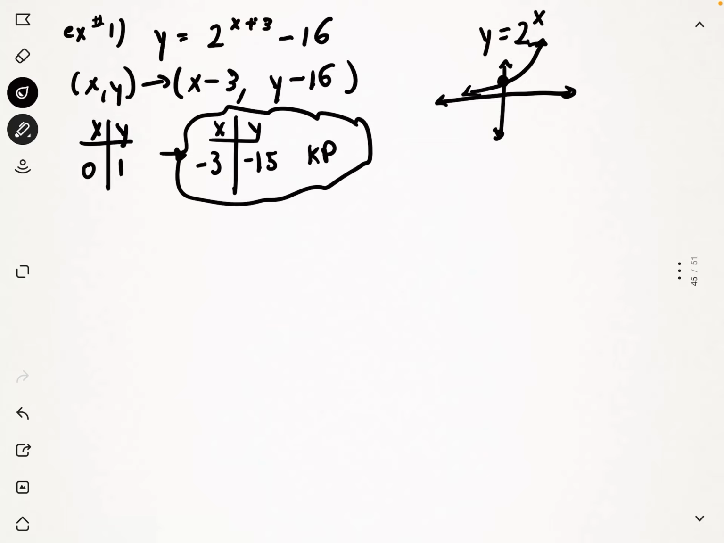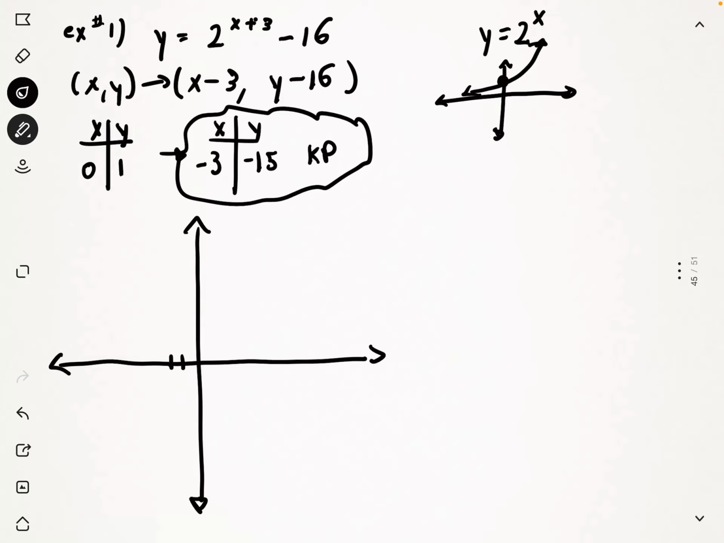That's a really large number for a key point, but it happens. So we could sketch a rough graph of this. And we can say, okay, well, -3, -15, somewhere down here. We're just going to plot the point down here somewhere. We're going to make our approximation of that key point right there.